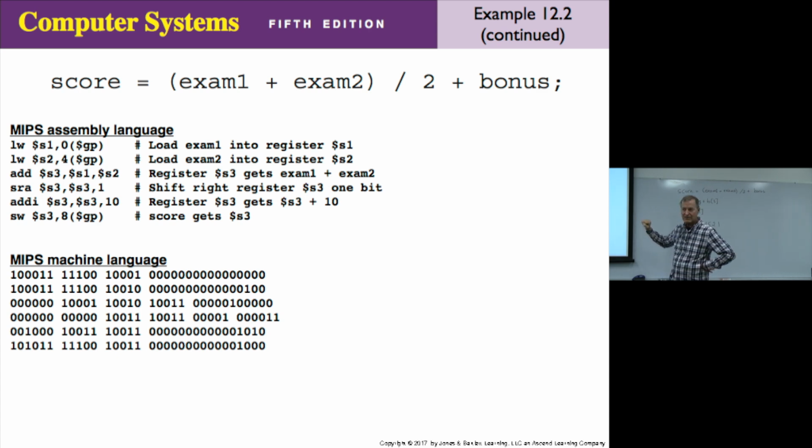Is everybody clear on that? And then load word $S2, 4 parentheses $GP, that loads exam 2 into register S2, and that's because those are the registers that the compiler has assigned for those values. And then we add between those two registers. So we add $S3, $S1, $S2. So that register S3 gets exam 1 plus exam 2.